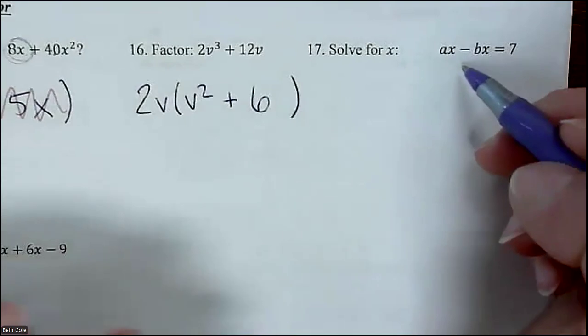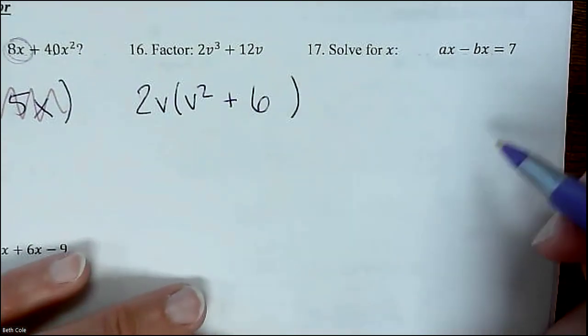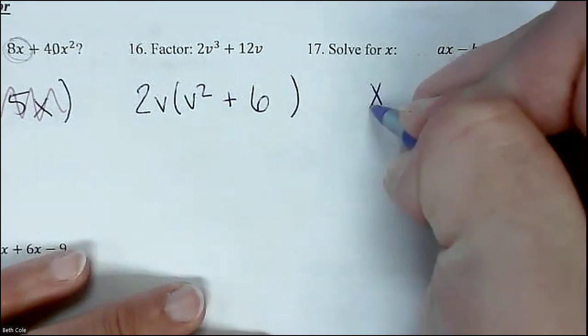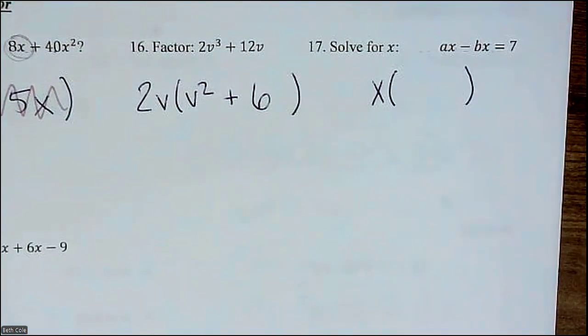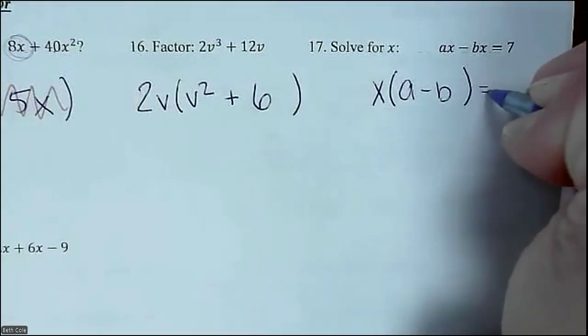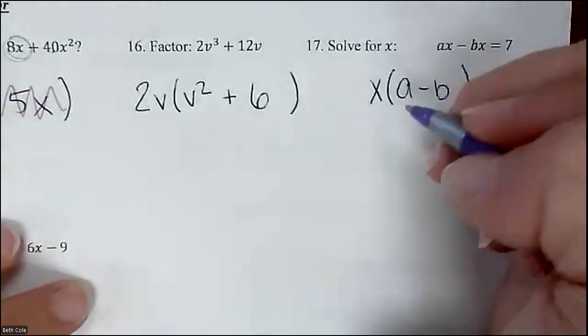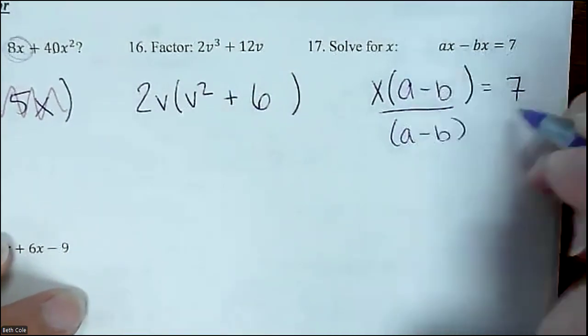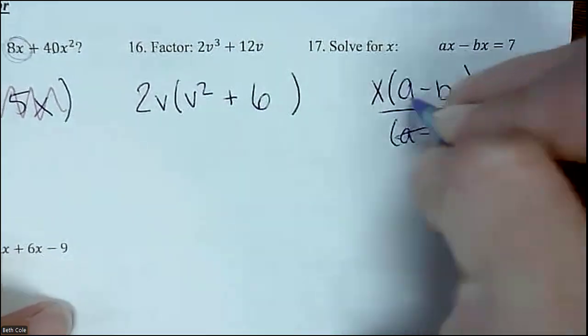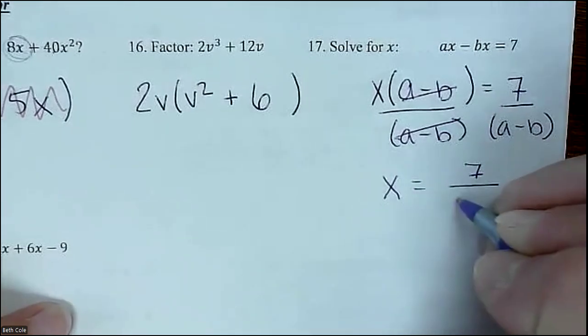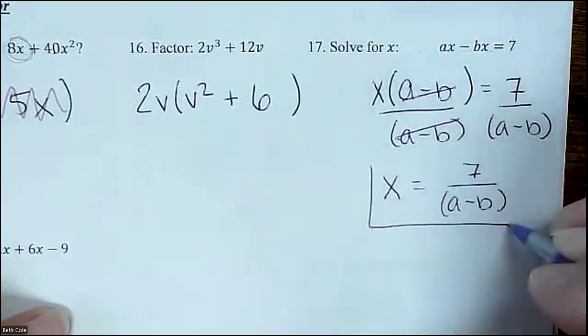All right, do you see how these both have an x? Yeah. Okay, you have to be a good noticer. You're gonna put x and start your parentheses and factor out the x. So, hey guys, what is left? Good, a minus b. All right, so a minus b equals 7. Good job. And then what would you do to get the x by itself? Yeah, divide by a minus b. And so your answer is 7 over a minus b.